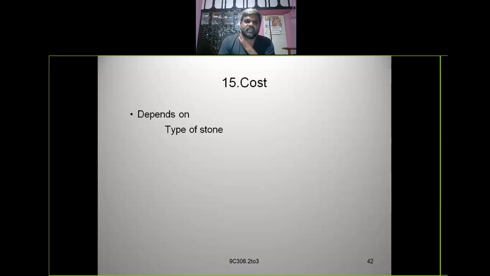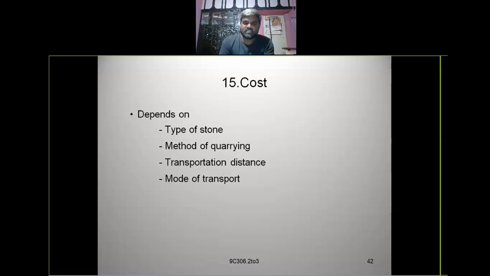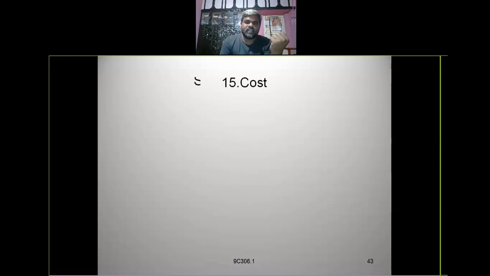Cost depends on the type of stone and the method of quarrying. If it is a hard stone, we have to take stone from the quarry by blasting. So the method of quarrying also impacts the cost. Transportation distance and source availability of the stone: if the stone is available very far away, the transportation cost will impact the stone cost. Mode of transport also impacts the cost of the stone. So select the best and most economical stone.